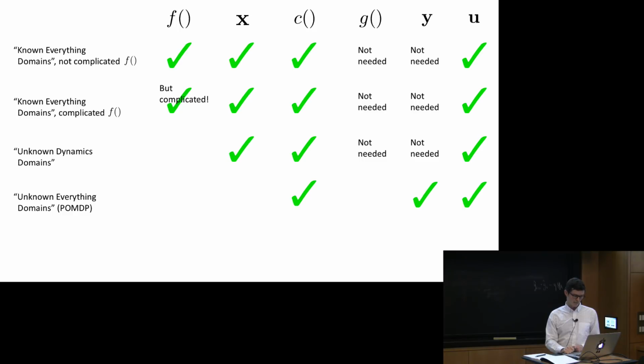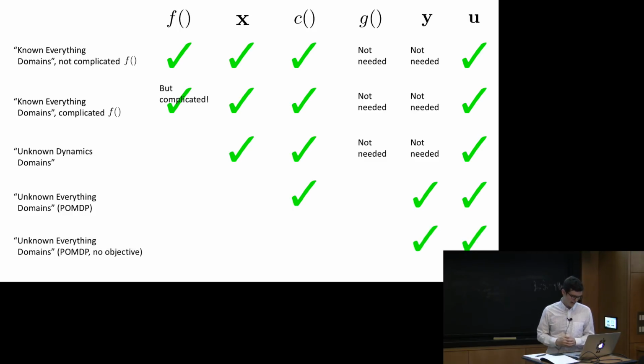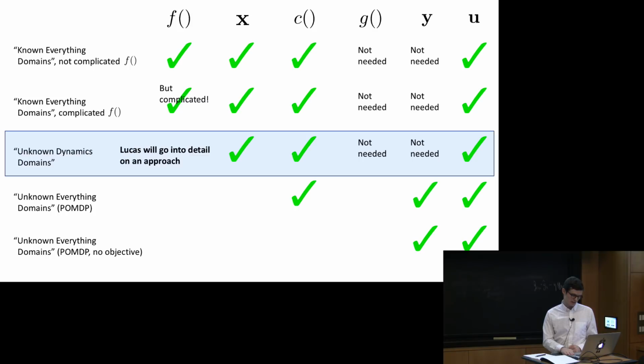In a POMDP, the difference with the one above is that we actually don't know X, but we still might have a cost function. Maybe it's a cost function based on a function of our observations, but we don't know X. And in general, this would be a POMDP. Or also, in a POMDP, sometimes you can just magically measure your reward. Think like a video game setting. You don't necessarily get to observe the direct state, but you're getting a reward function from the video game. And then, again, the hardest one is you don't even know your cost function, and all you have is observations and actions. And again, Lucas is going to go into more detail on that unknown dynamics domain.